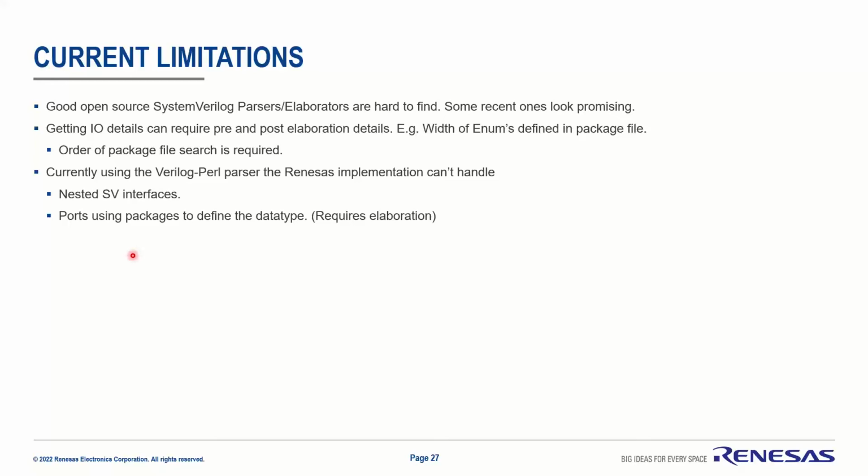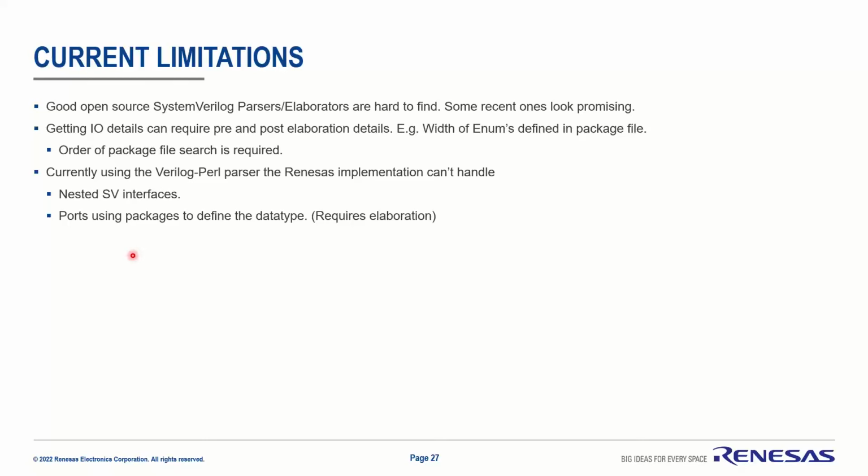Getting some of the details of the IOs can be complex. Some require the information pre-elaboration and some require post-elaboration. So you sort of need a parser that's also got an elaborator in it. So if you've got some port that's parameterized and that parameter comes from a package, there's search orders on which package it should come from if you've got multiple definitions. So that can't be done easily without an elaborator.